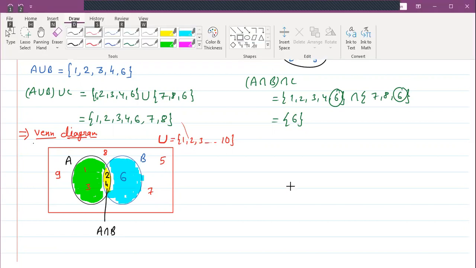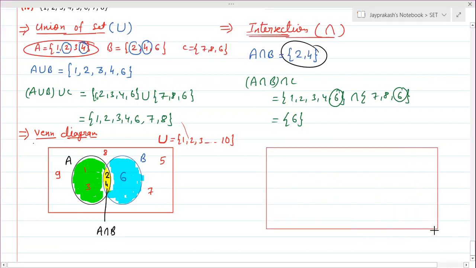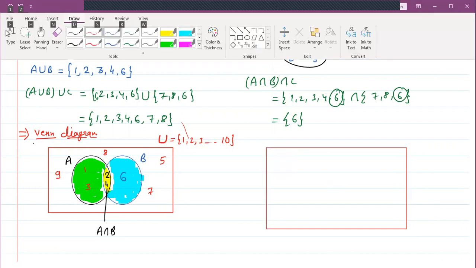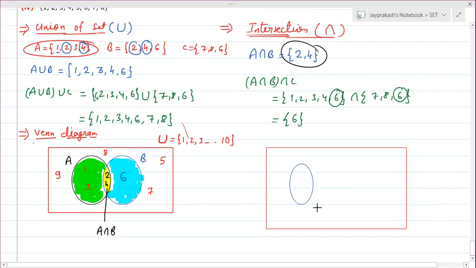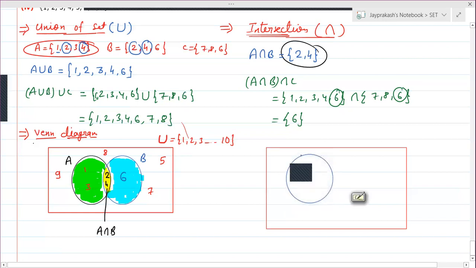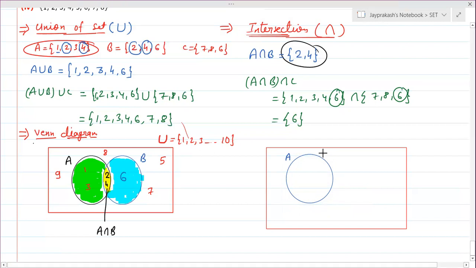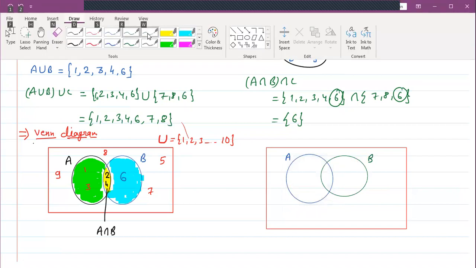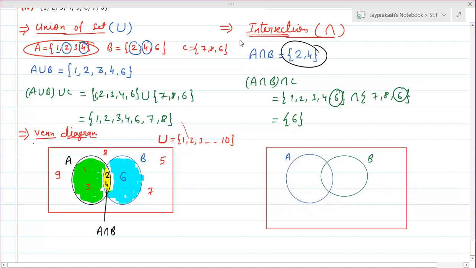Now in the same way, you are able to draw the diagram for the three sets A, B and C. So here we are drawing for the three sets A, B and C. So this one is my A. I'm writing it as set A. Then this one is the set B. And this one is the set C.